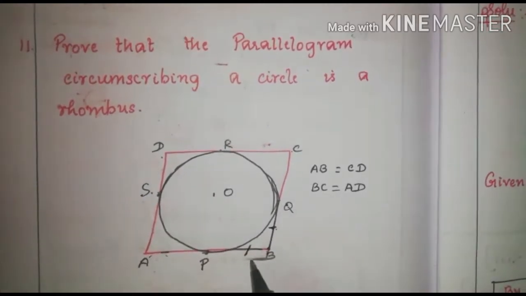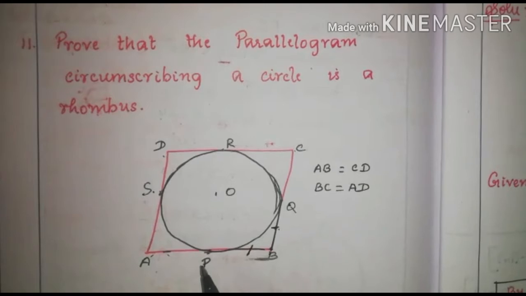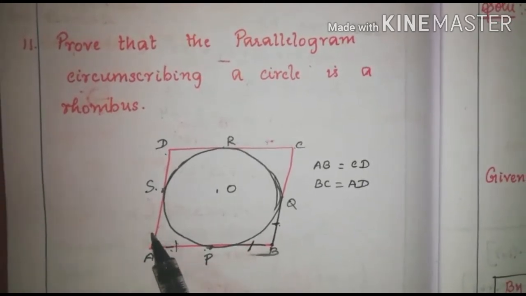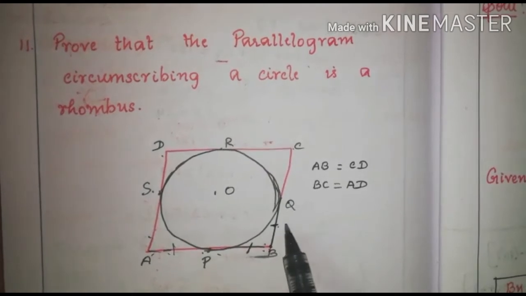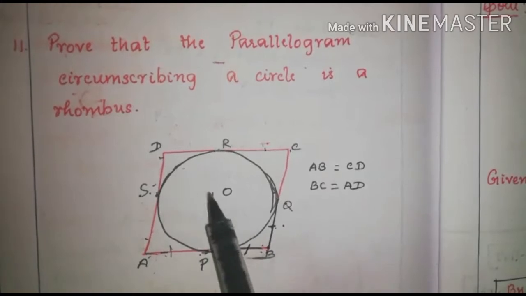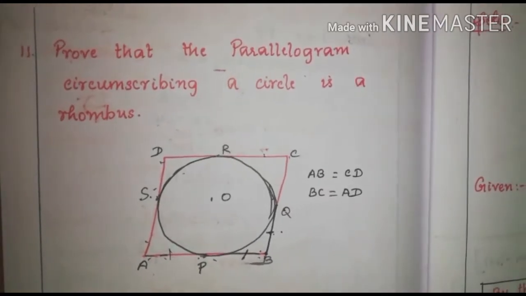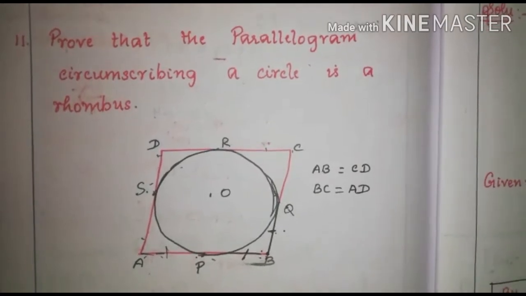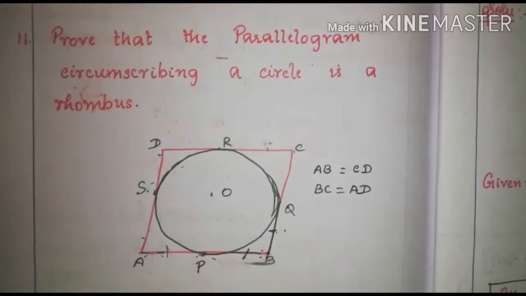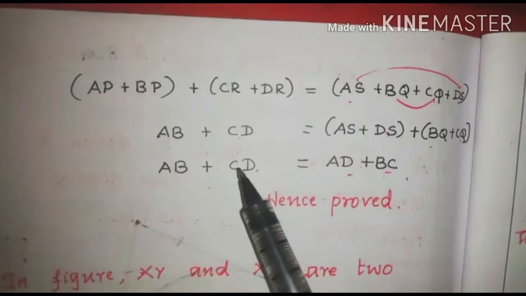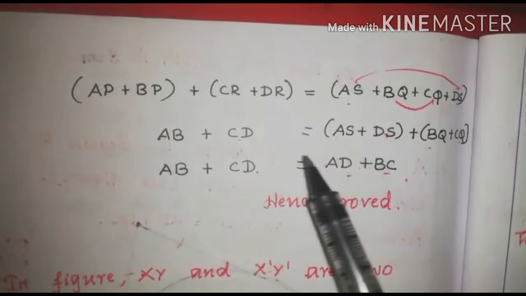So similarly, as we have done in the previous sum, you are going to proceed and complete the sum. First you can say that AP is equal to AS, and likewise BP is equal to BQ, CQ is equal to CR, and DR is equal to DS. First, using the theorem, you write all the possible pairs of equal tangents, okay? And then you can add all the equations together.